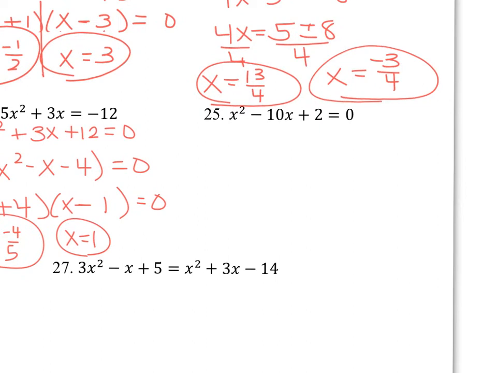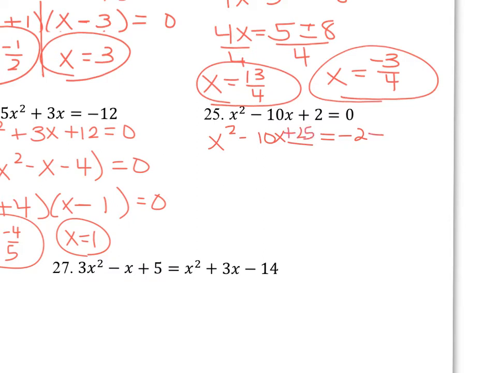If I look at 25, if I think about factoring it, I can't because there's no factors of 2 that's going to make 10. So I'm going to do this by completing the square. So I'm going to take all my variables on the left and move all my constants to the right. I'm now going to complete the square. Half of negative 10 is negative 5. I'm now going to square it. I'm going to add 25.